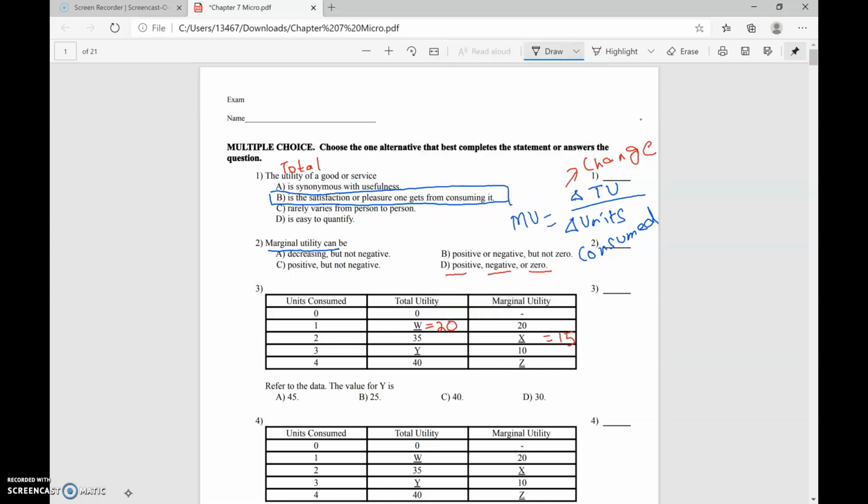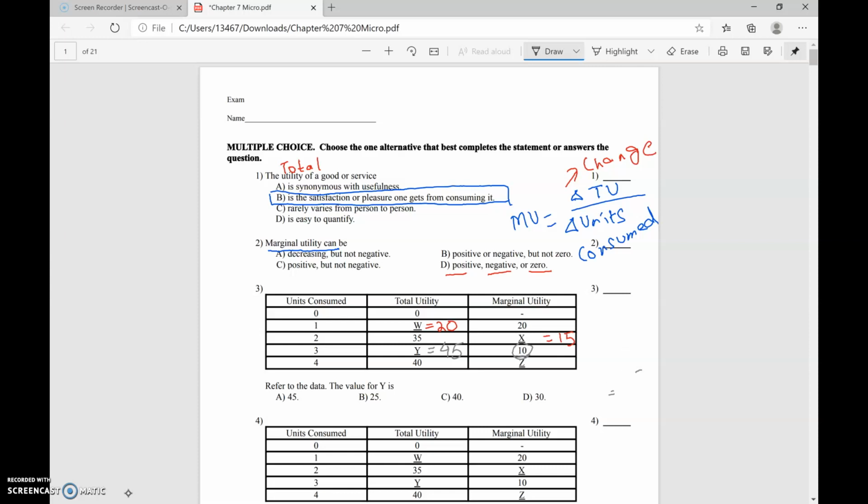Okay. Then I have this number 10 here. Let me use a different marker. This number 10 is the marginal utility here. That means the change in total utility. This is equal to y minus 35 over 3 minus 2. So y is equal to, when I change sides, negative becomes positive, so y is equal to 45. This one is 45.